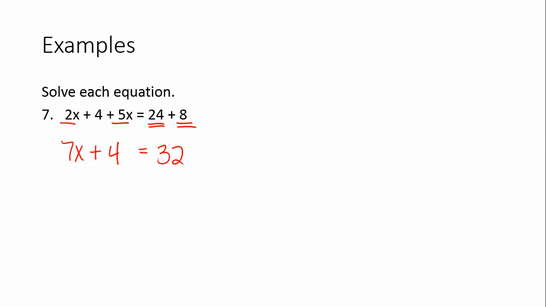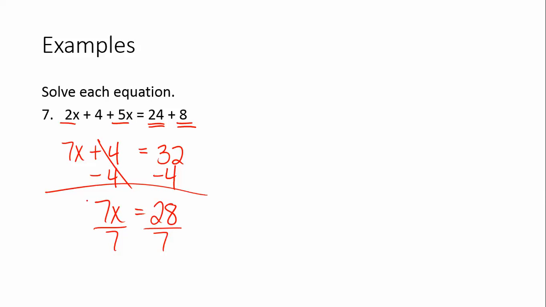Now you have a two-step equation because there are not variables on both sides. There's only a variable on one side. So now we go ahead and undo the addition by subtracting 4. That's 7x equals 28. Divide both sides by 7, and we get x equals 4.